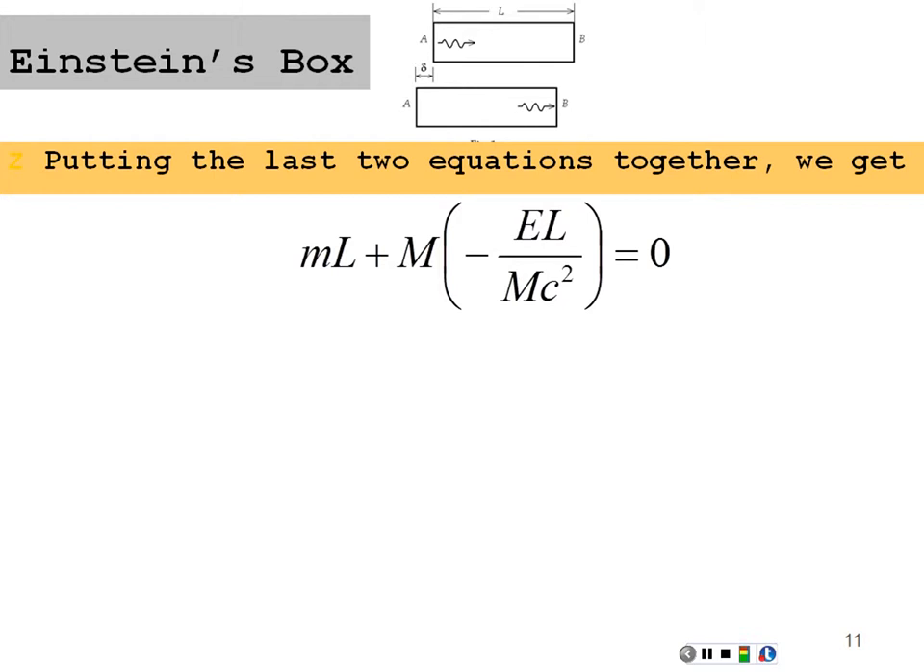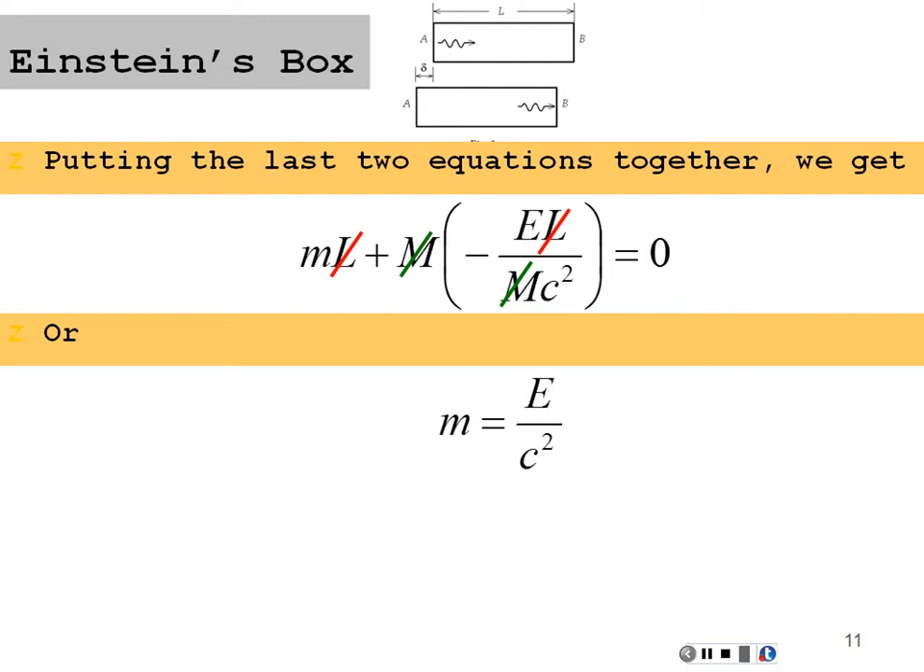Putting these last two equations together and substituting in for the delta x, we have the equivalent mass of this photon burst times L plus m times negative e times L over m times c squared equals 0. Masses of the box cancel out, and so do the L's if we divide both sides of the equals by L. And we get this: the mass of the photon burst is equal to the energy of the photon burst divided by the speed of light squared. Or the energy of the photon burst is equal to mc squared.